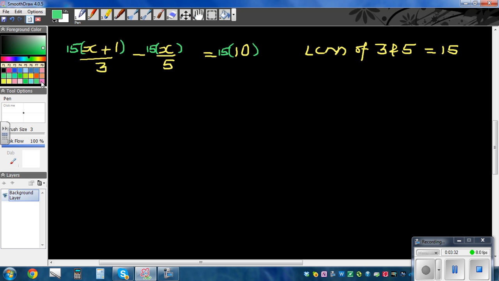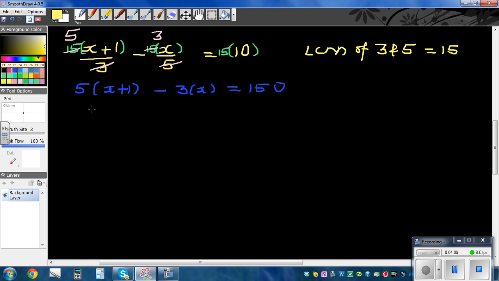Okay, so now, what can I do? 3 goes in 15 5 times. 5 goes in 15 3 times. So now this has become a linear equation, which is 5 times (x plus 1) minus 3 times x is equal to 150. Now this is pretty simple. You just expand this, simplify, and solve it.